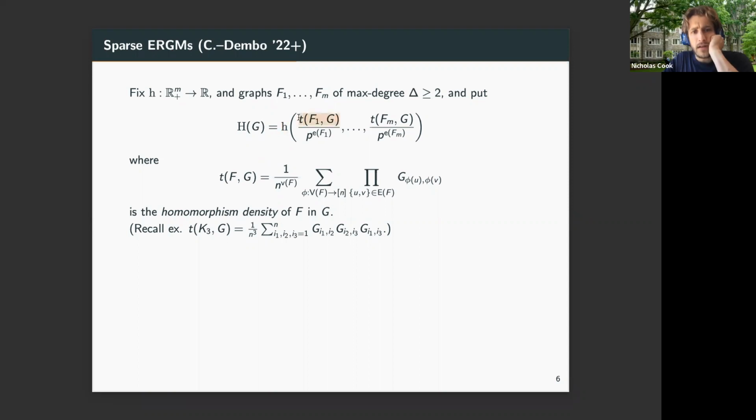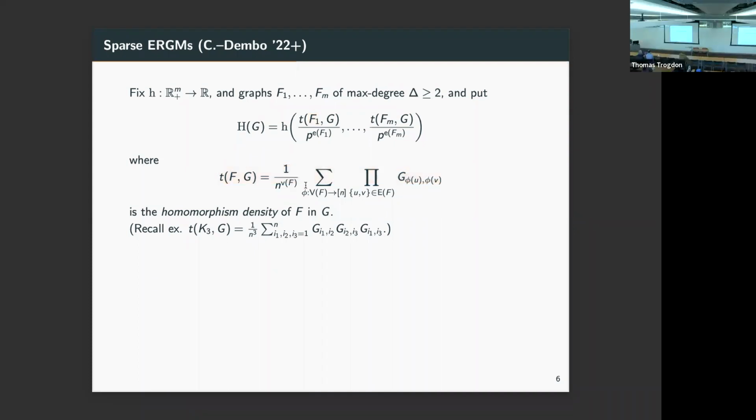and you plug in the subgraph densities. But now that we want the graph to be sparse, the probability that, when you sample vertices at random, you see a copy of f1 is going to shrink with p, so we have to rescale. The probability will be about the density raised to the number of edges in that graph. So here we rescale so that these arguments are typically of order 1 for a graph of density p. I wrote earlier what this means in the case of triangles.